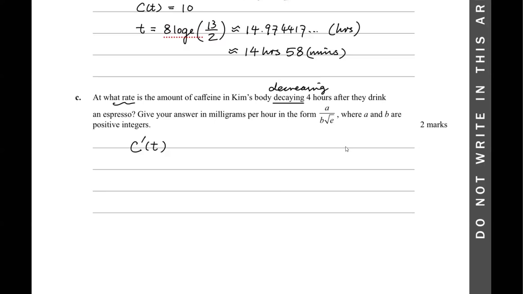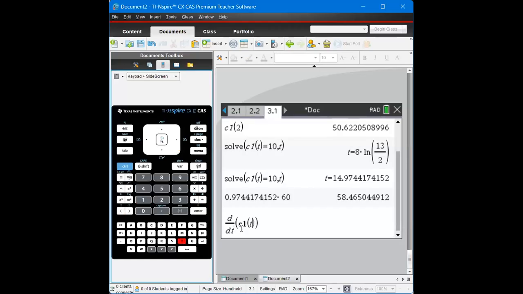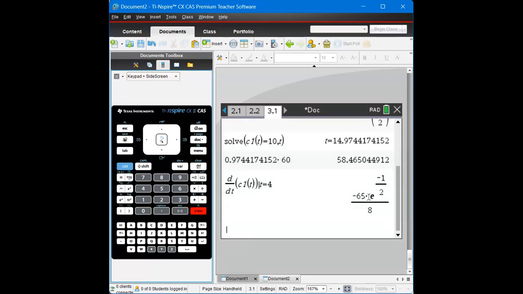This question is looking for C dash of t, then substituting 4, okay? So your CAS calculator is able to do that. I'm just about to show you. You can see the CAS calculator gives you a negative answer, but you should answer the question like 65 over 8 root e. That's the rate of decrease when t equals 4.